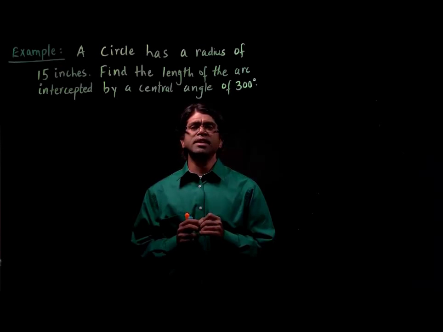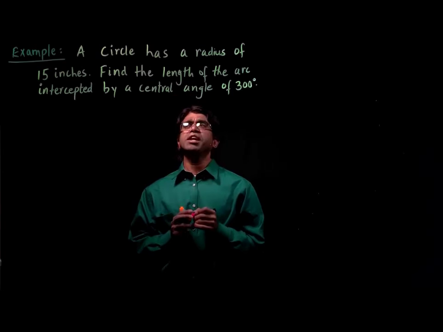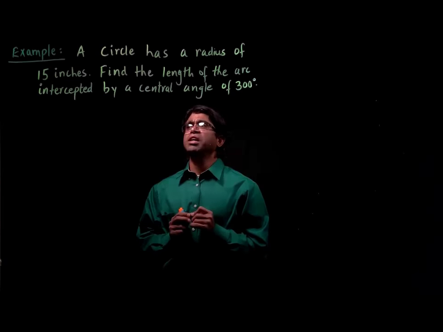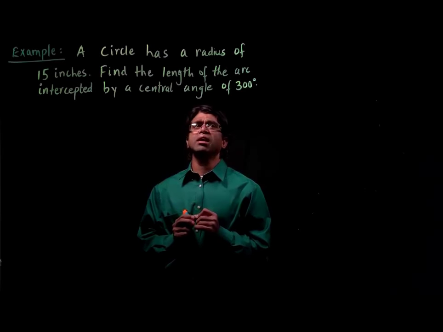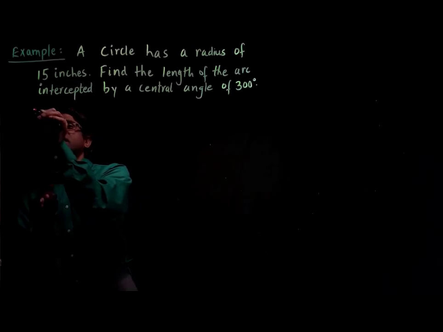Let's consider an example of an arc length. The example is: a circle has a radius of 15 inches. Find the length of the arc intercepted by a central angle of 300 degrees. So let's first write what is given in the question.